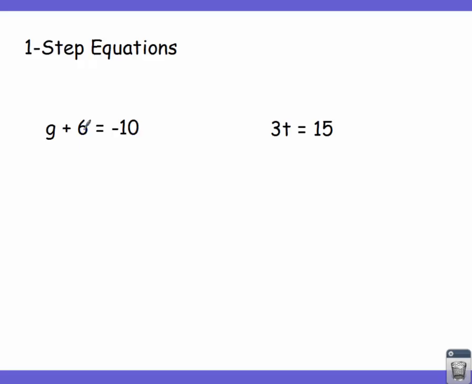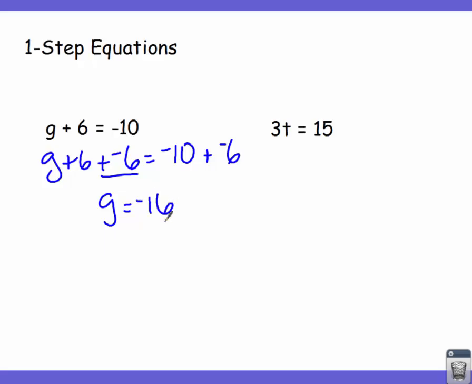So here I need to get rid of this 6. So I'm going to do that by adding the opposite. So g plus 6 plus negative 6 is equal to negative 10. And if I add something to one side, I have to add it to the other to maintain balance. So plus negative 6 on this side as well. So we end up with g is equal to negative 16.